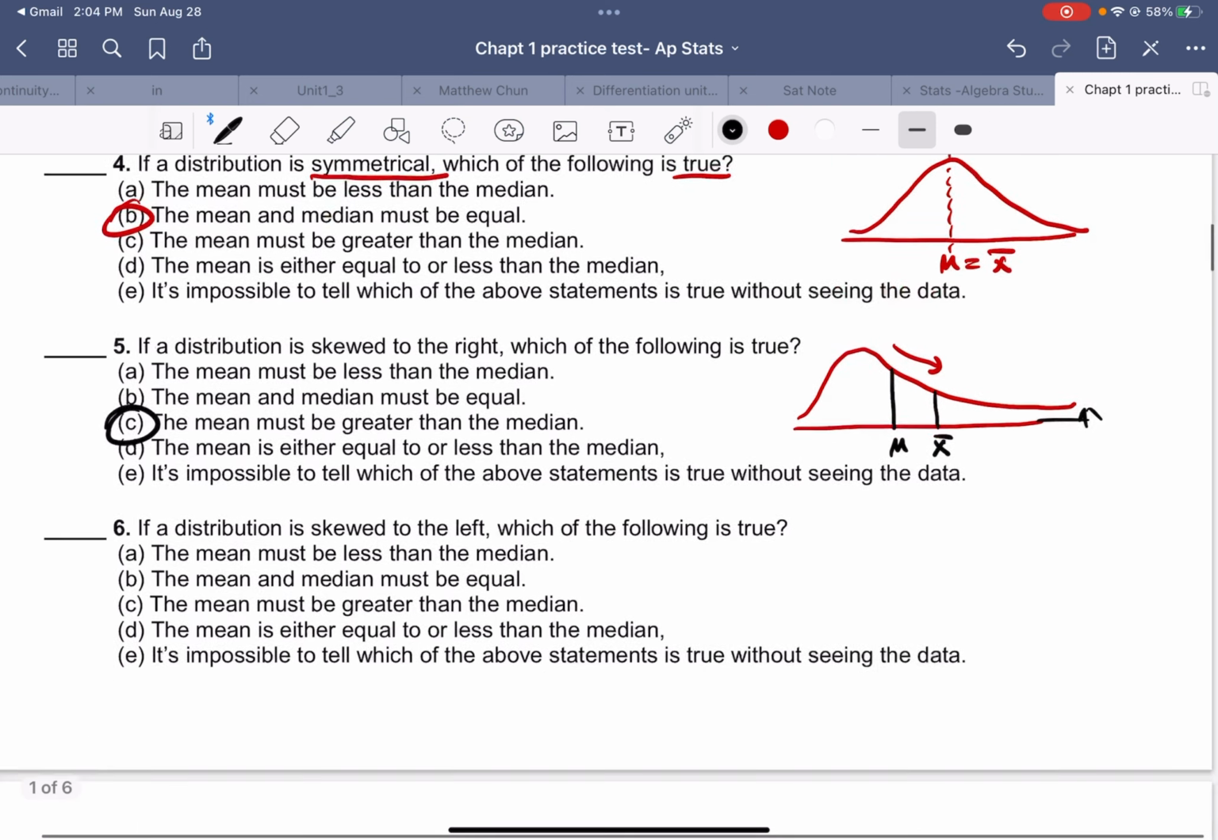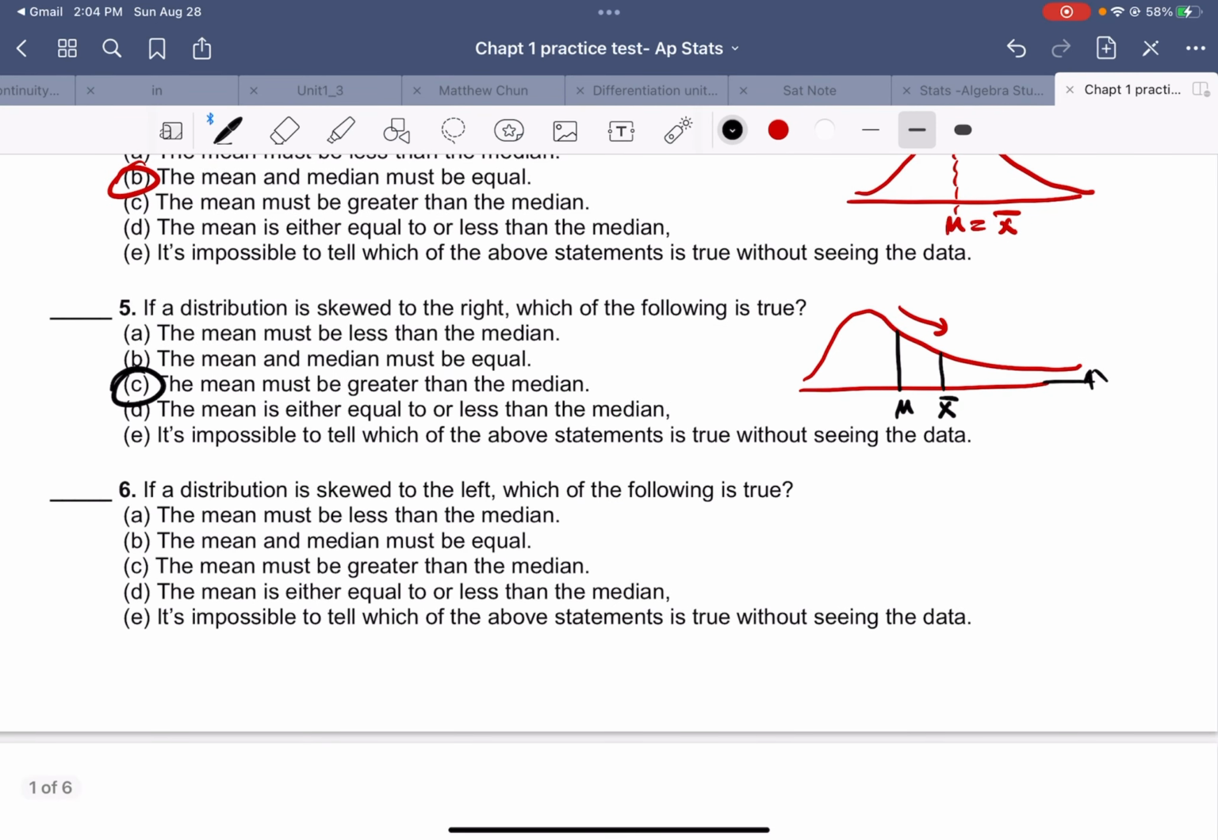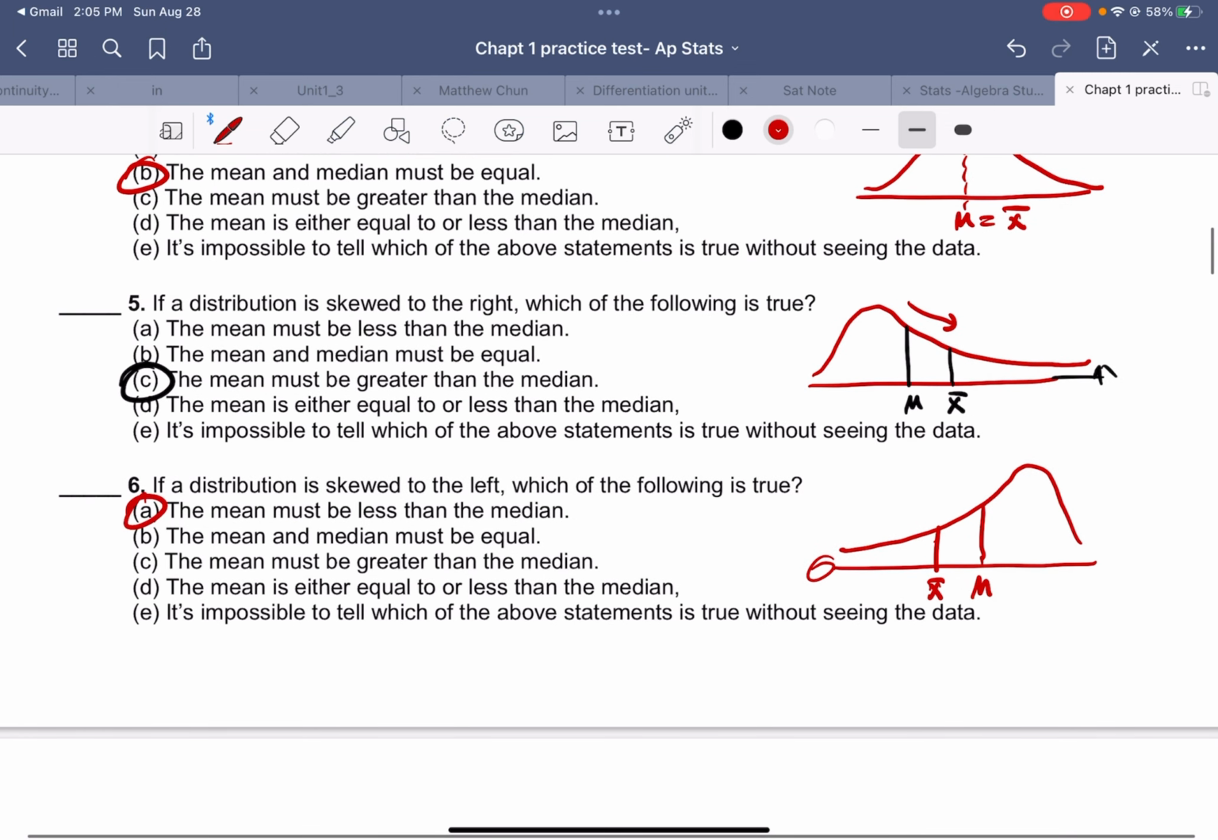Okay. Now number 6 is the opposite situation. This one's skewed to the left. So it's like that. Right. So the opposite situation. So let's say the median is here. Your mean should be a lot smaller because of some outlier here, right? So then your mean must be smaller, must be less than the median. So A will be the answer, for the same reason, right?